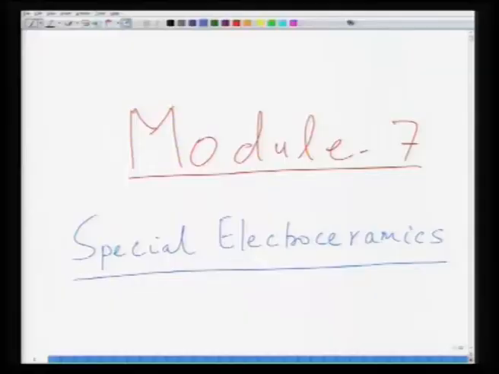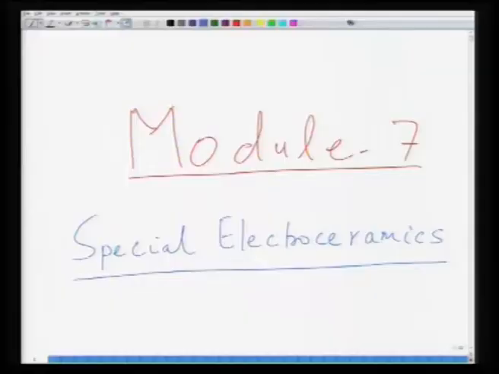So in this module now we'll focus on some exotic or special kinds of electroceramics, which are not dealt with in any detail in most textbooks, and at the undergraduate, senior undergraduate or early graduate level there are very few books which mention them. In this module we'll dedicate about a lecture each to these materials, so that I introduce you to them and give you some references which you can read later on. This is module number 7, which is based on special or exotic electroceramics.